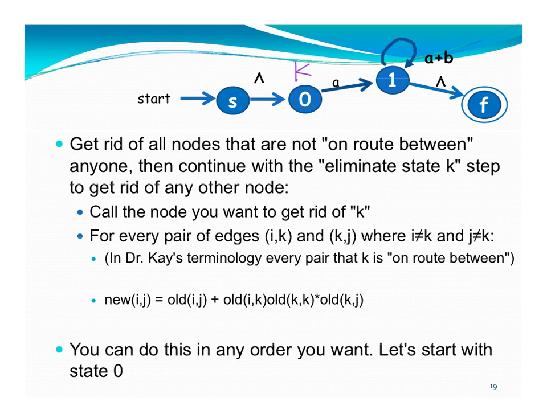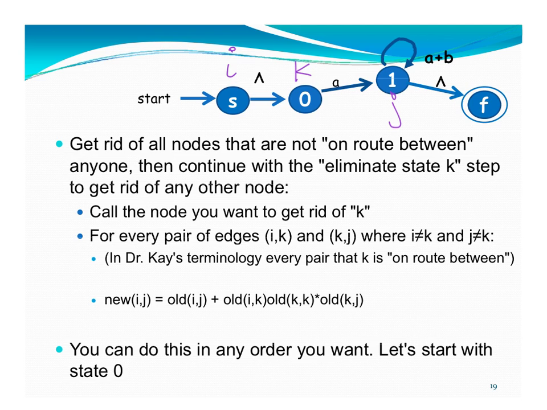And it says for every pair of edges IK and KJ, where I doesn't equal K, J doesn't equal K. In other words, in my terminology, every pair that K is en route between. So if we look at my K for a minute, state 0 is en route between S and 1. So we're going to call S I, and 1 will be J. Okay, so these are just names for these nodes. What we're going to do is make a new transition between whoever is the I node and whoever is the J node, right?